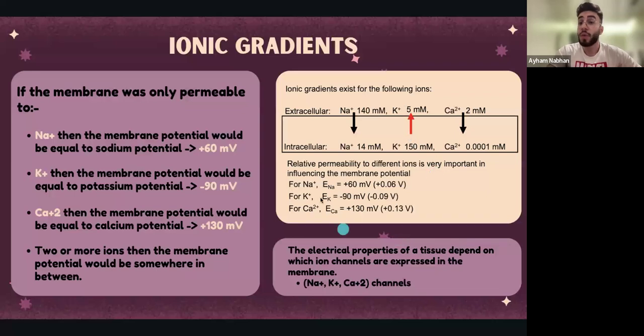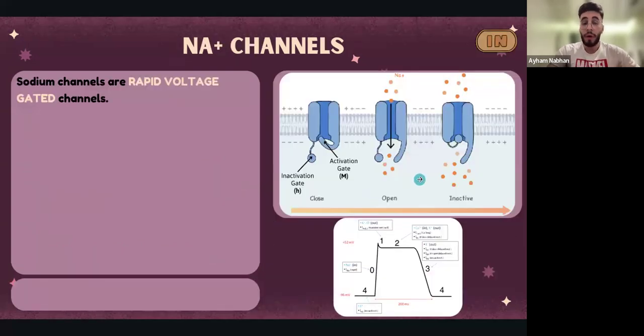Just one thing I forgot to mention: the cardiac tissue and its electrical properties depend on which ion channel is opened. As I said, if sodium channels are opened, the potential is going to be close to positive 60; potassium is going to be close to negative 90; calcium is going to be close to 130. Cool? Okay. Now, let's break it down into pieces.